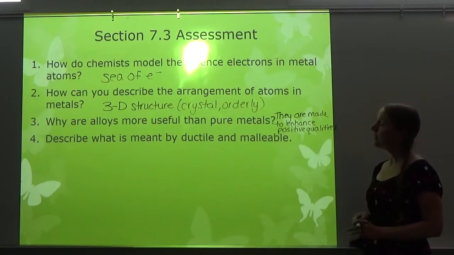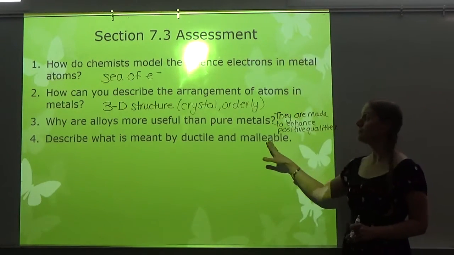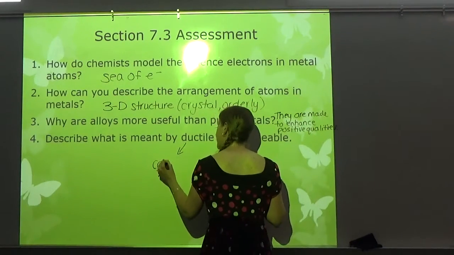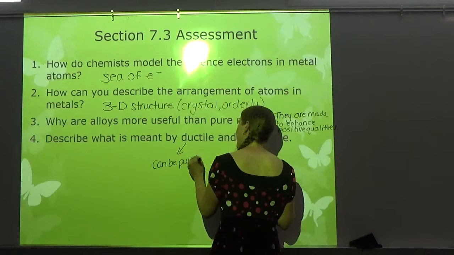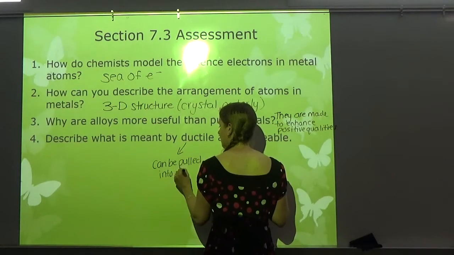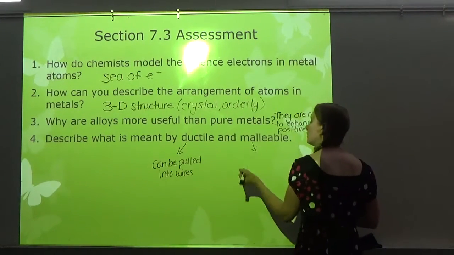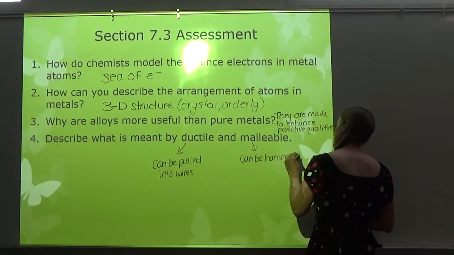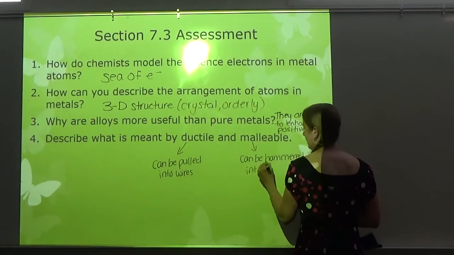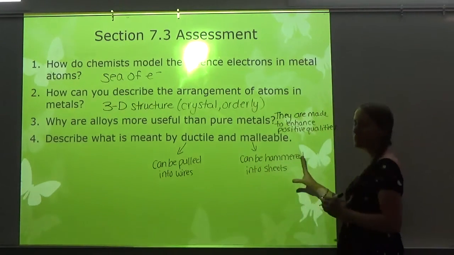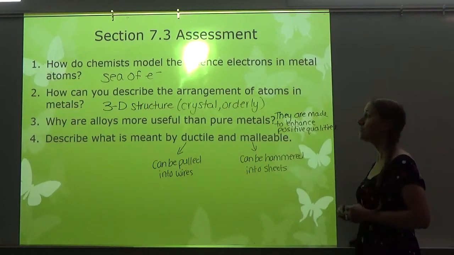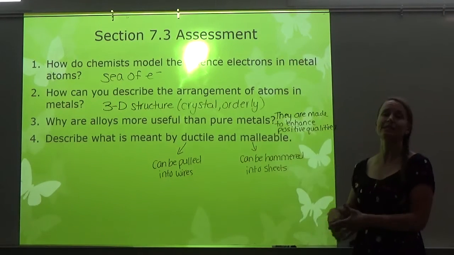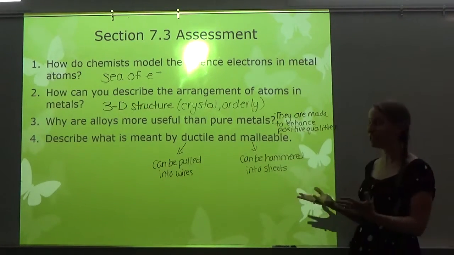Then number 4, describe what is meant by ductile and malleable. Both of these are used to describe metals. Ductile specifically means can be pulled into wires. And malleable means can be hammered into sheets. Although those are the official definitions, both of them mean that metals can be reshaped. They're not brittle and don't necessarily just break if you try to bend them or reshape them.